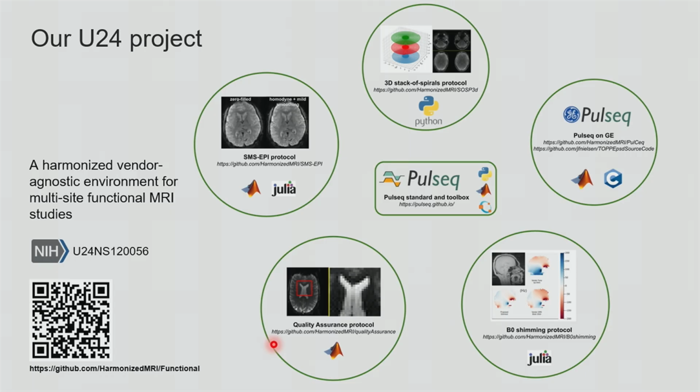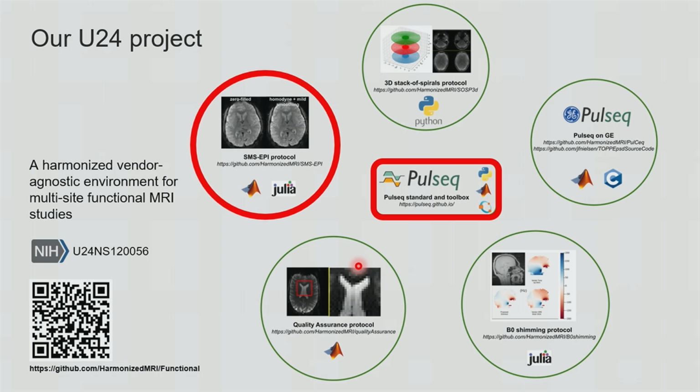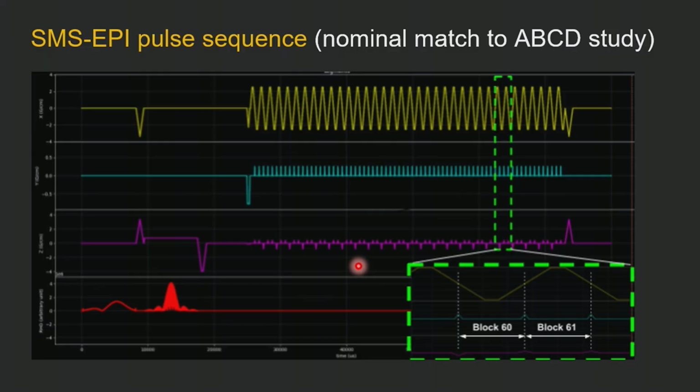All right, so we have a couple of different aspects of this. We have a shimming protocol, we have a quality assurance protocol, but for time, I'll just focus on our PulseSeq supported multiband EPI protocol. We're styling our multiband EPI after the ABCD protocol. So this is your standard multiband 6, 2.4 isotropic resolution, 800 millisecond TR.